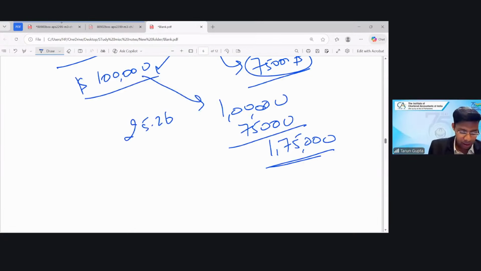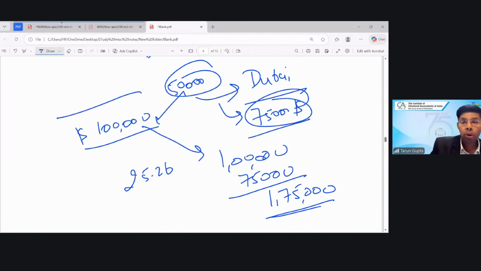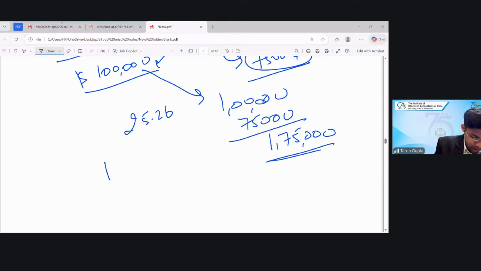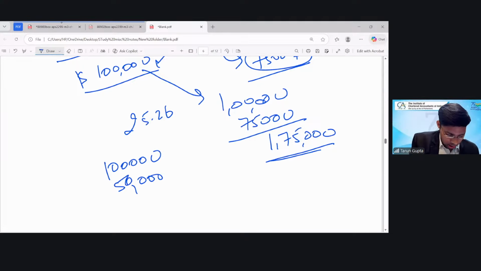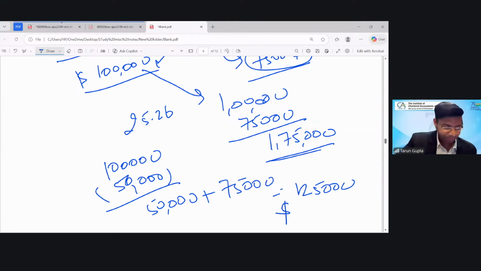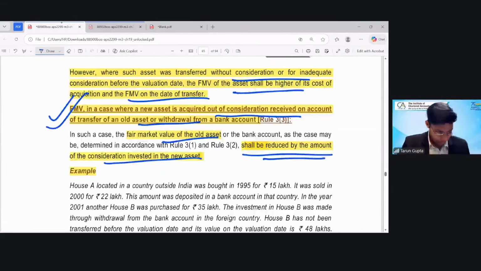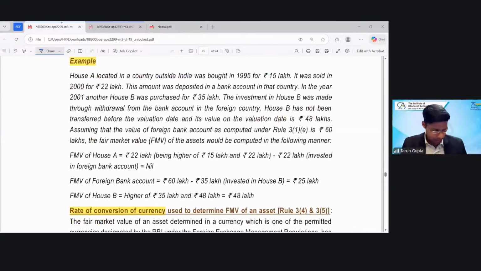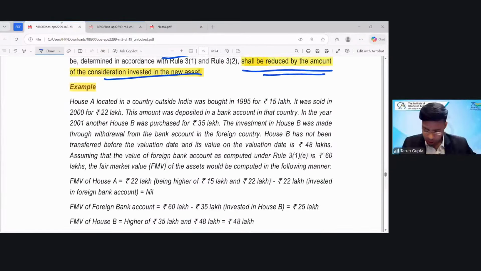In this case, this 50,000 was used for buying the house. So my bank account balance shall be 1 lakh, 100,000 minus 50,000 comes to 50,000, plus the new asset 75,000. So I will be taxed on 125,000. Okay. There's a small example. If time allows, we can do it.